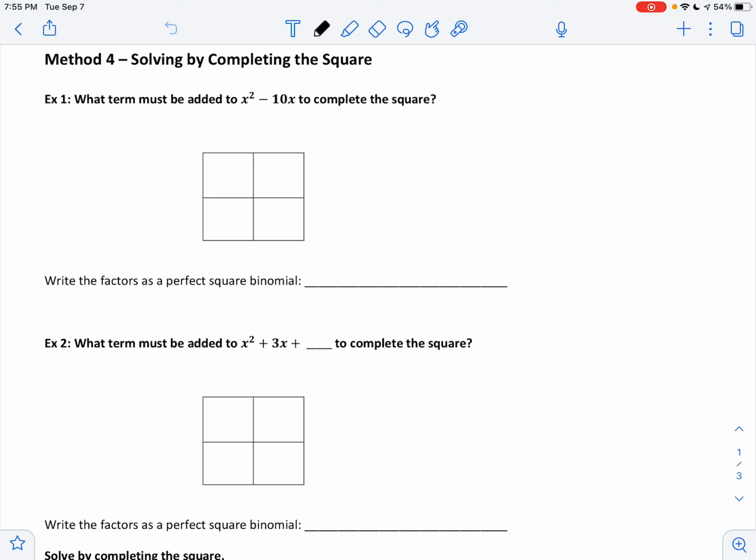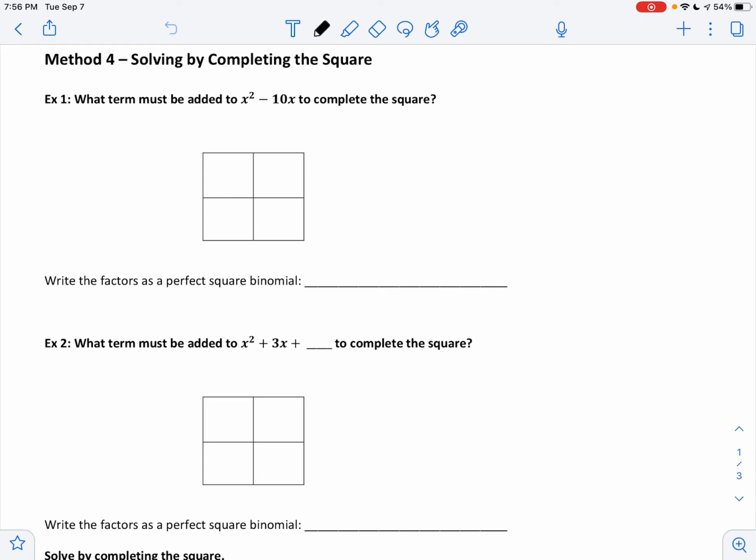In this video, we're going to be going over how to solve quadratic equations by completing the square. Before we start solving by completing the square, I want to go over what it means to complete the square. So on example 1, it says what term must be added to x squared minus 10x to complete the square.